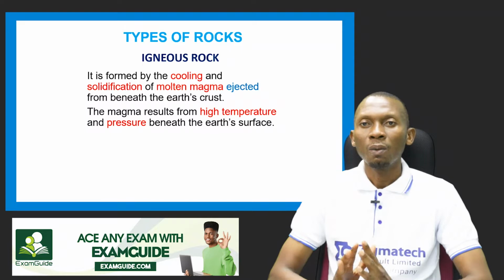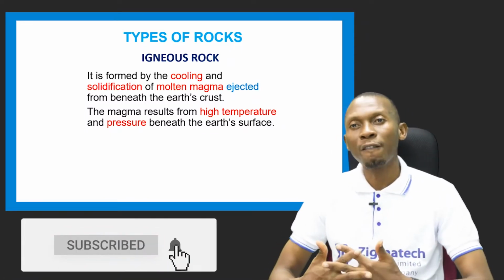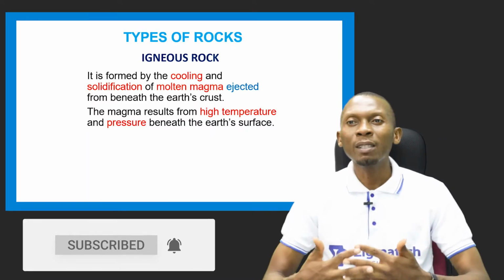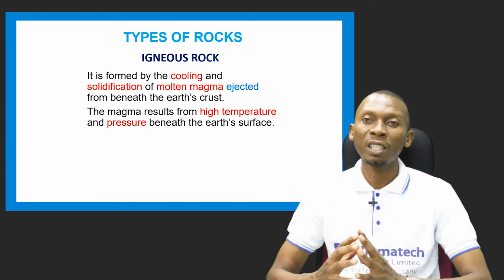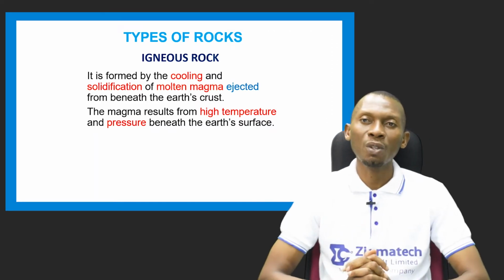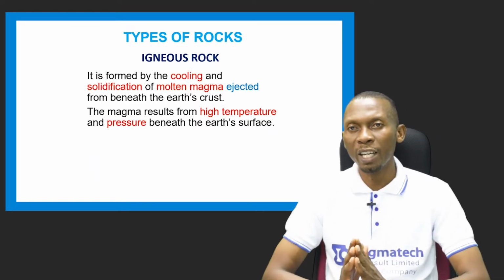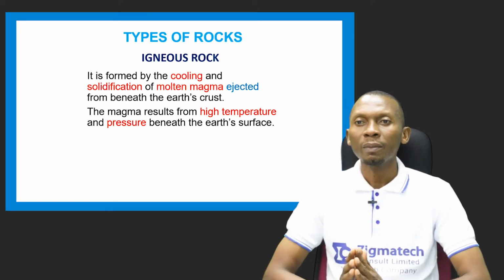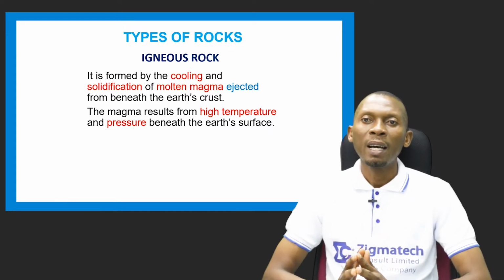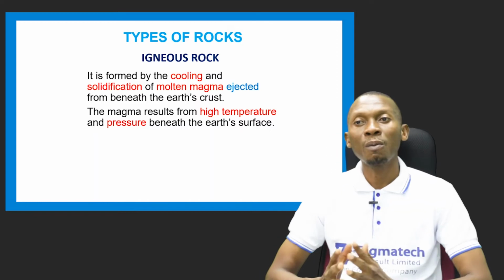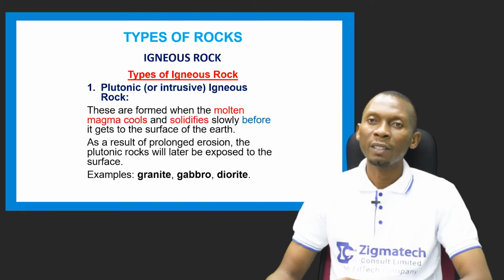So what are igneous rocks? Now how are these rocks formed? They are formed when this molten magma, which is usually ejected from beneath the Earth's crust, undergoes some form of cooling and solidification. That is how igneous rocks are formed. And this magma results from high temperature and pressure, which is beneath the Earth's surface.